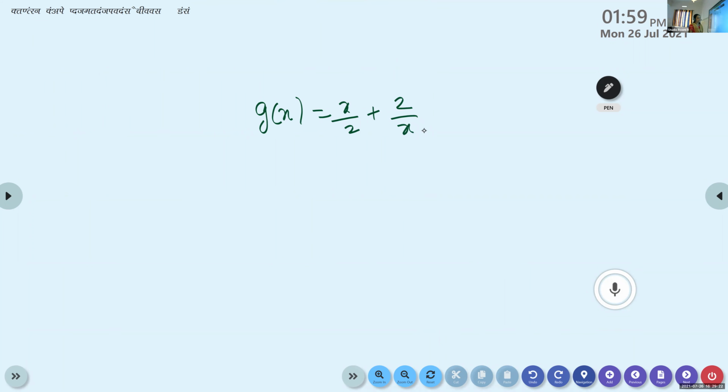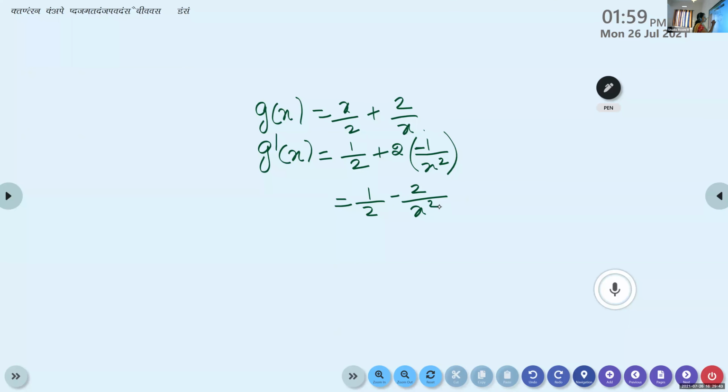We want to find the maxima and minima. So if it is asked maxima and minima, first you find g dash of x. What is g dash of x? X by 2, if you differentiate, is 1 by 2, plus 2 into the derivative of 1 by x, which is minus 1 by x square. So it is 1 by 2 minus 2 by x square. This is g dash of x.